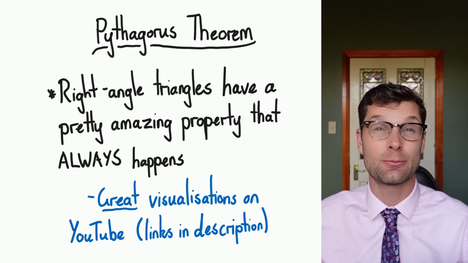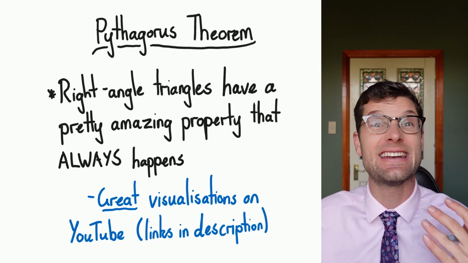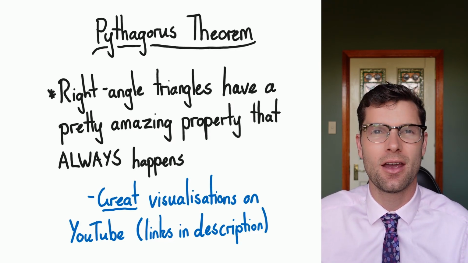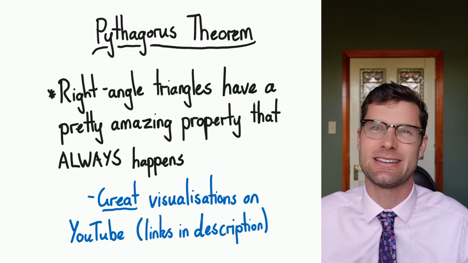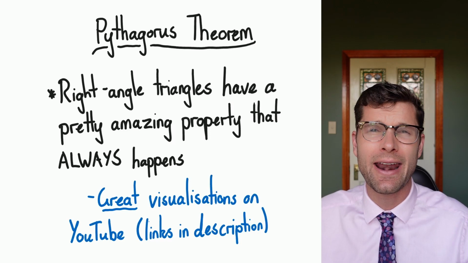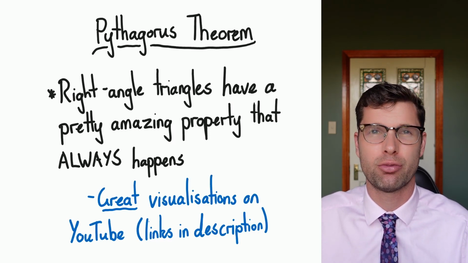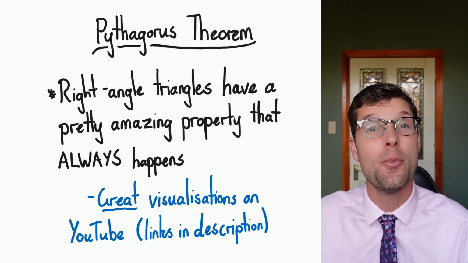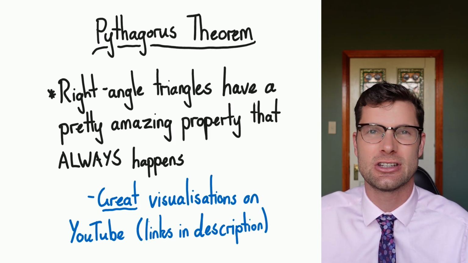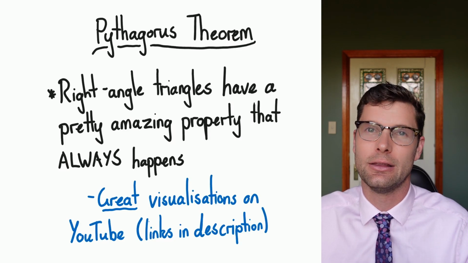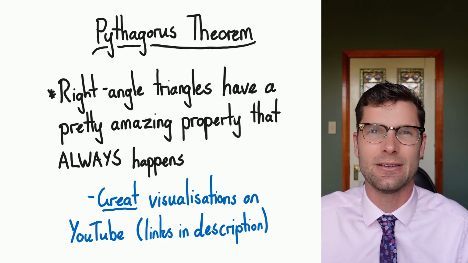Today we're going to have a look at Pythagoras' theorem. This is really an introduction to a whole topic about right-angled triangles, and this theorem is essential to understanding everything. Right-angled triangles have a really amazing property that always happens no matter what. It can really tell us a lot of information about unknown side lengths if we know a little bit of information before we get started.